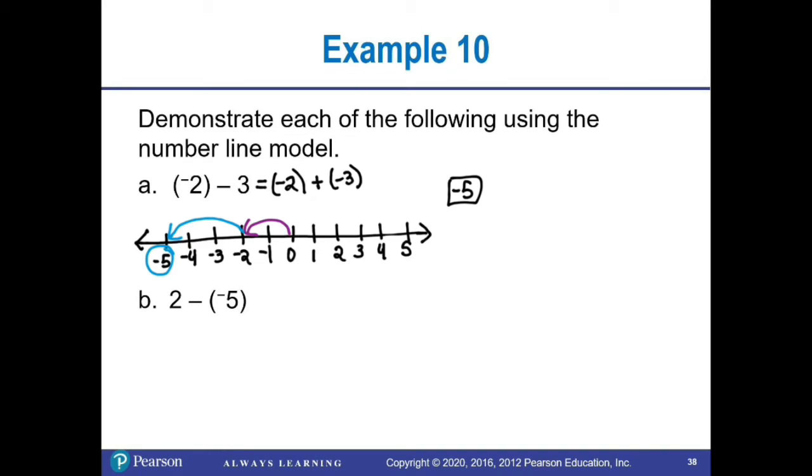In part B, we have 2 minus -5. Well, the minus -5, that's like saying the opposite of -5. So this would be 2 plus 5.